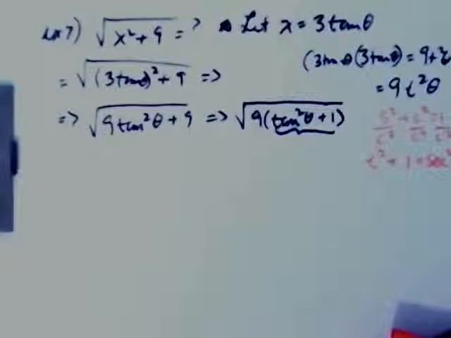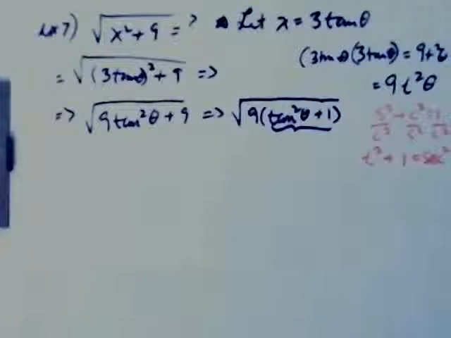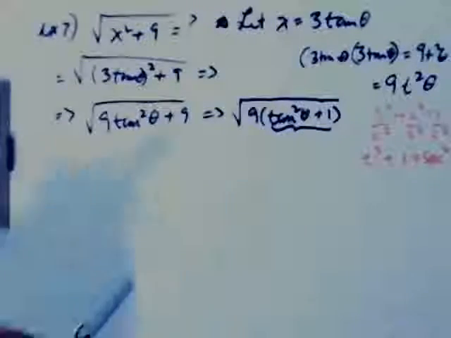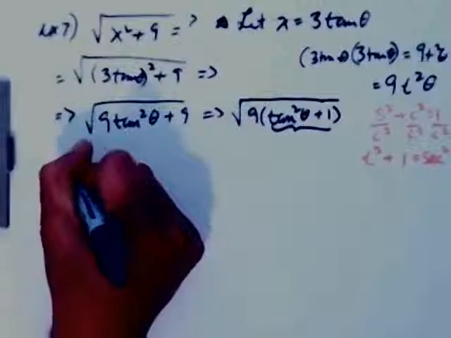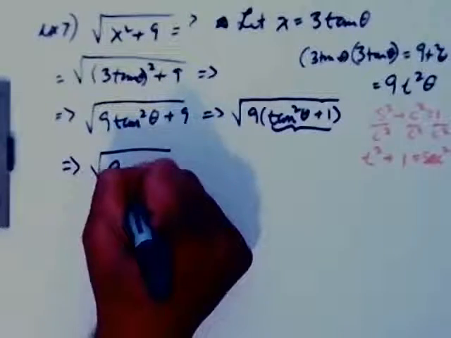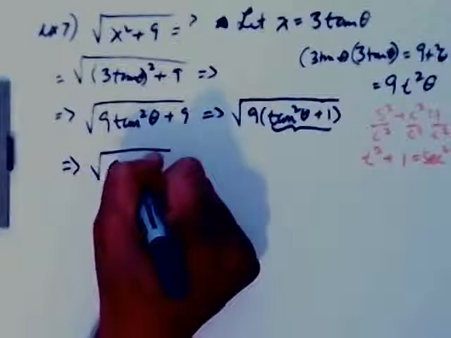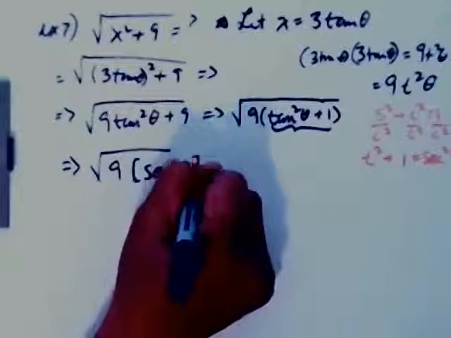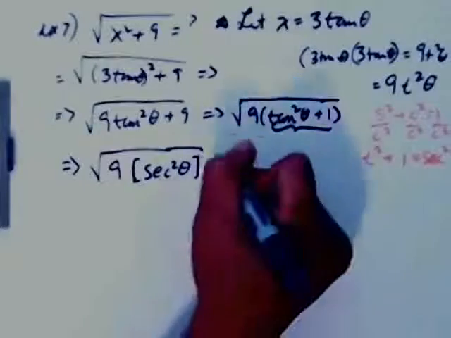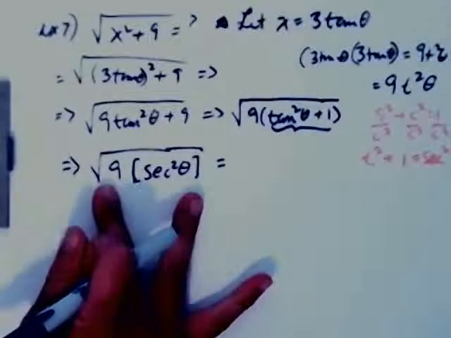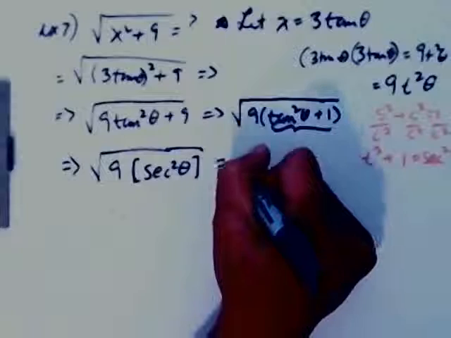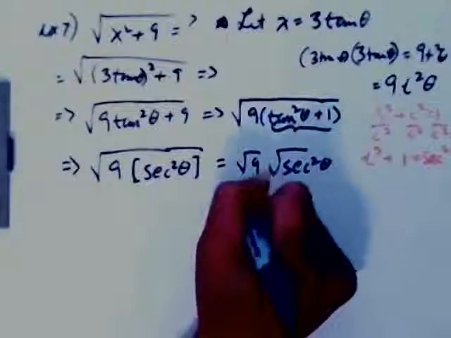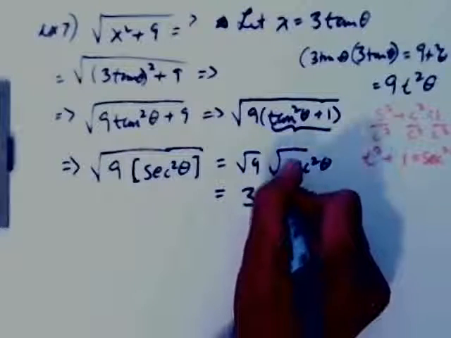Okay? I'm not sure if you can quite see that. Okay, there we go. So tangent squared plus 1 becomes secant squared. So what do we do? Square root of 9 times the secant squared. Since it's one single term, you're multiplying 9 times that. It becomes the square root of 9 times the square root of secant squared theta. The square root of 9 becomes 3.